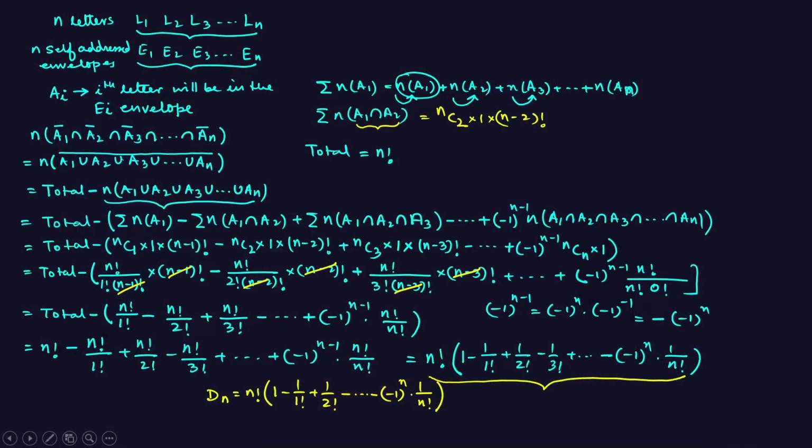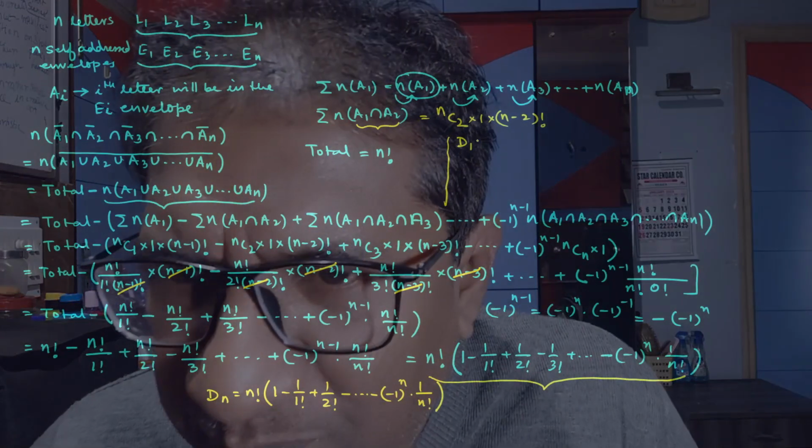Now let us just consider some initial problems. What is D1? What do you mean by D1? That is, there is only one letter and one self-addressed envelope. In how many different ways can you derange this? 0. One letter and one envelope. Can you put that one letter in an envelope which is not its right envelope? You cannot do that. So your D1 is 0.